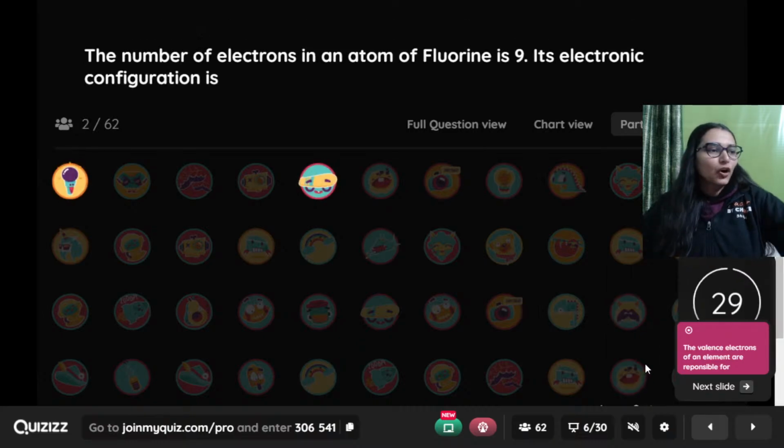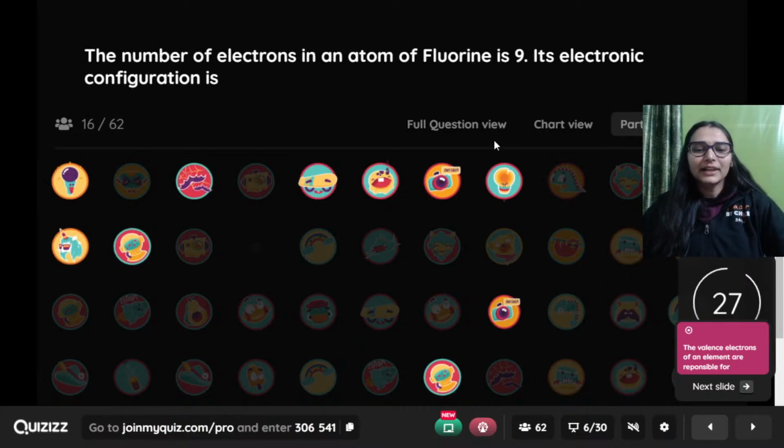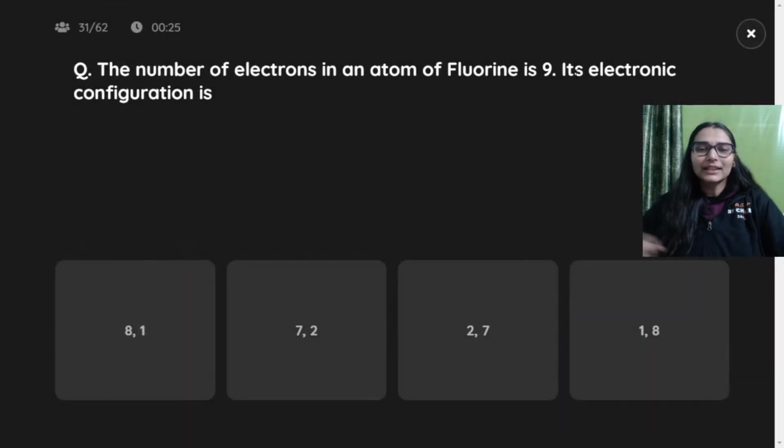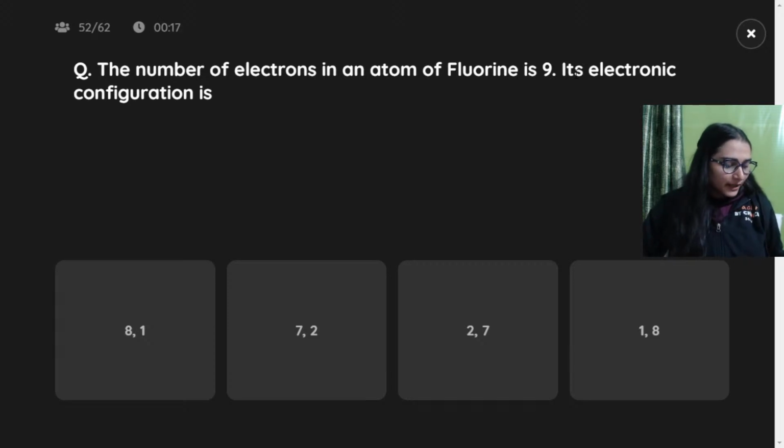Second question on your screen. The number of electrons in an atom of fluorine is 9. Its electronic configuration is. I have told you the rules. Join कर लो quiz को everybody.